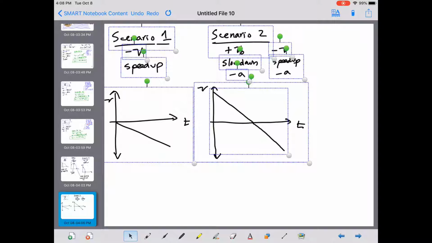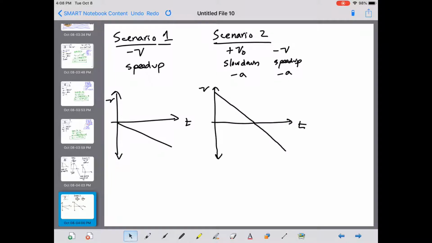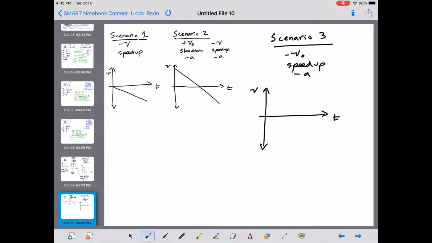Finally, scenario number 3. Okay. Scenario 3. I swear, if I spell scenario wrong one more time. Scenario 3. So here, we've got a negative v initial. We are speeding up, and we have a negative acceleration. So the only difference between scenario 3 and scenario 1 is that I'm starting at a more negative location. You can see that my initial velocity is negative, whereas here my initial velocity was positive.